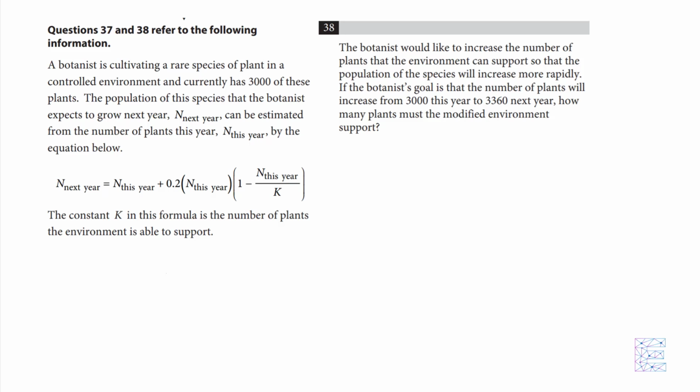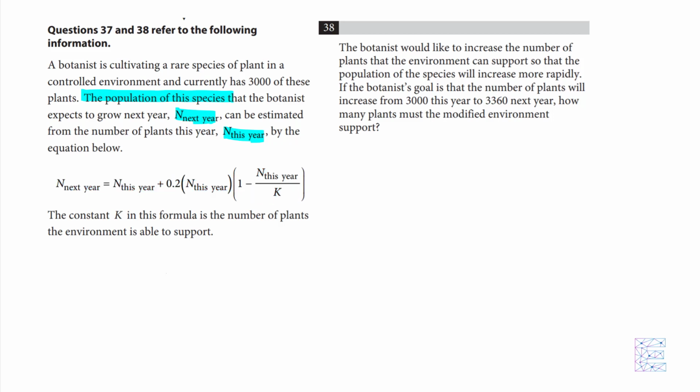A botanist is cultivating a rare species of plant in a controlled environment and currently has 3,000 of these plants. The population of this species that the botanist expects to grow next year can be estimated by the number of plants this year and this year by the equation below. And this is the equation that's being referenced.